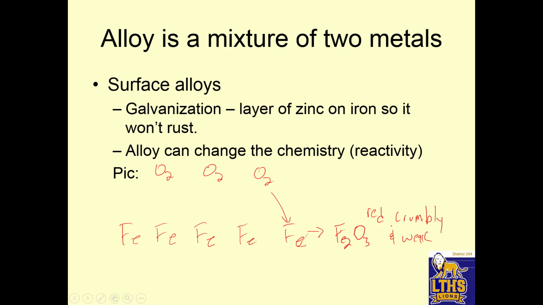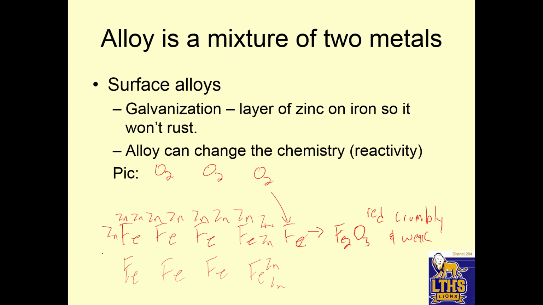So what we do is this process called galvanization, where we put a layer of zinc over the iron that we are trying to protect. Iron is strong, it's got good properties, conducts electricity and stuff. And what we do is we put a little layer of zinc all the way around it.